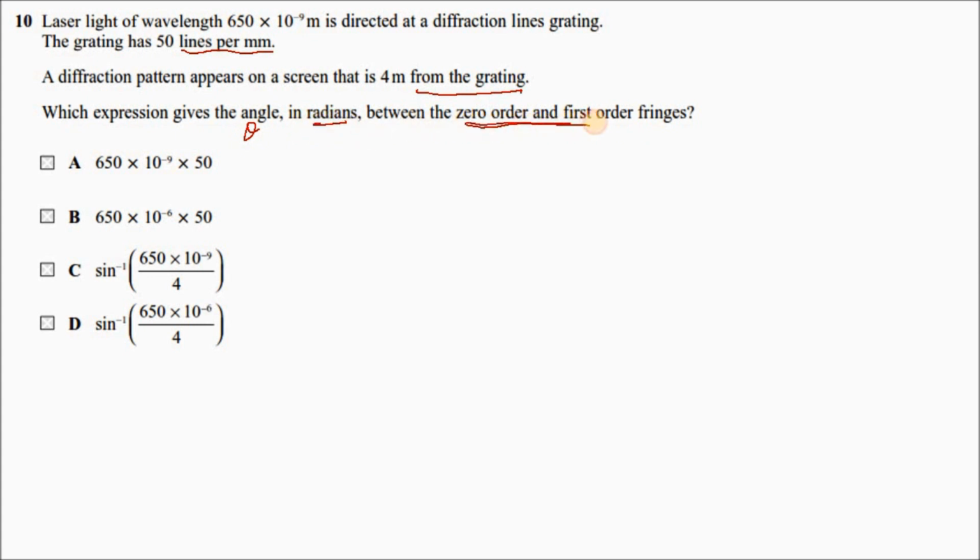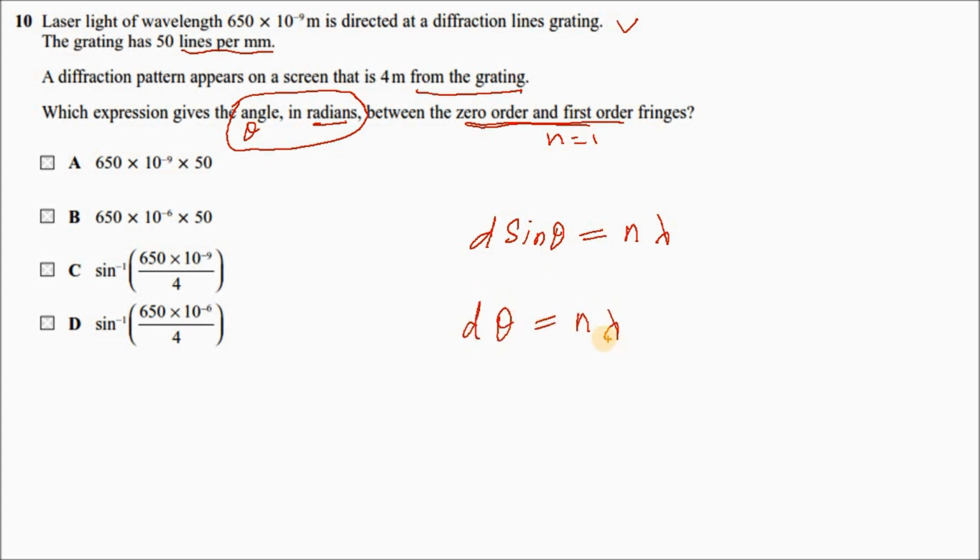So between the zero order and the first order means we have n equal to 1. For diffraction grating, we have the most common formula d sin theta, which is the path difference, is equal to n lambda, and we need to find the expression of theta, the angle in radian. Remember, this is the most important thing: when you see angle in radian, then we use just theta, not the sine. So this expression will be d theta is equal to n lambda, because this theta now is in radian.